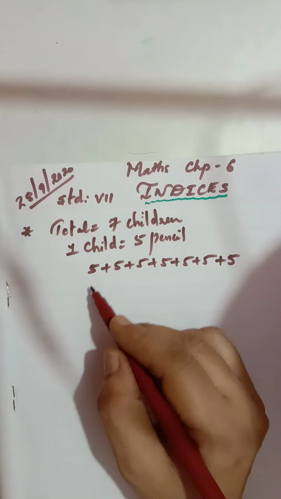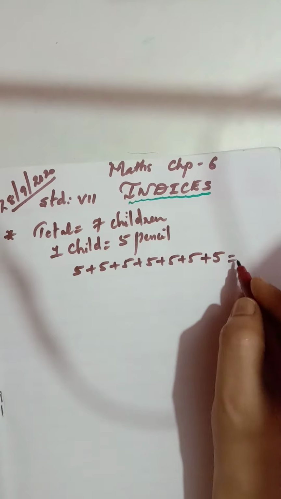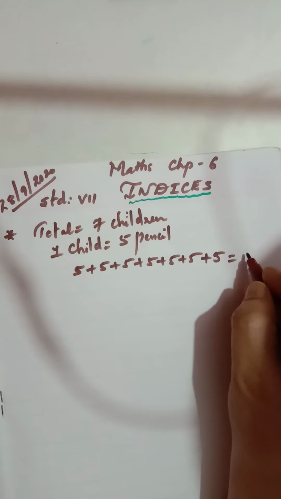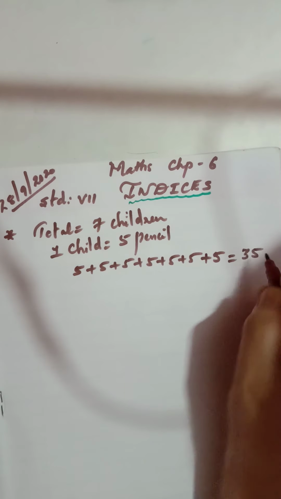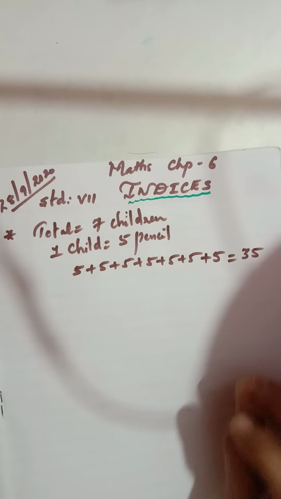You are writing it in the form of addition, and if you add, it will come up to 35 pencils. That means 35 pencils are given. The total number of pencils given is 35.